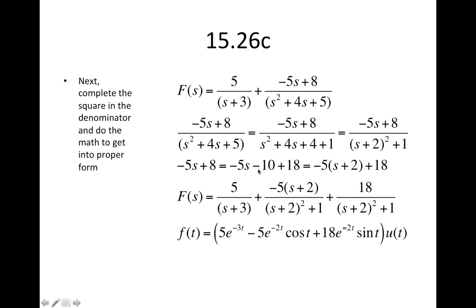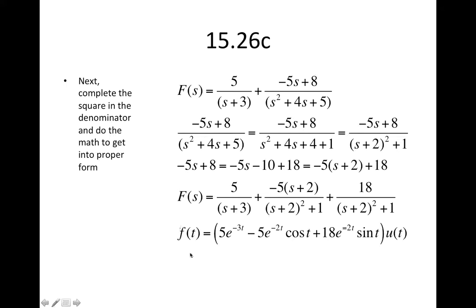I can basically change that 8 to a minus 10 and a plus 18. And the reason I want to do that is I can then factor out the negative 5, and that will give me s plus 2, and it'll give me 18. So the reason I want to do that is now this s plus 2 over the denominator is going to transform directly to cosine, and this 18 is going to transform directly into 18 times the sine. Both of those exponentially damped because it's s plus 2 and not just s. And then this first term is simply exponential decay.